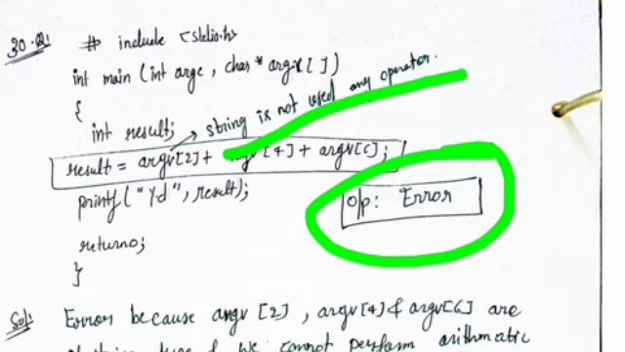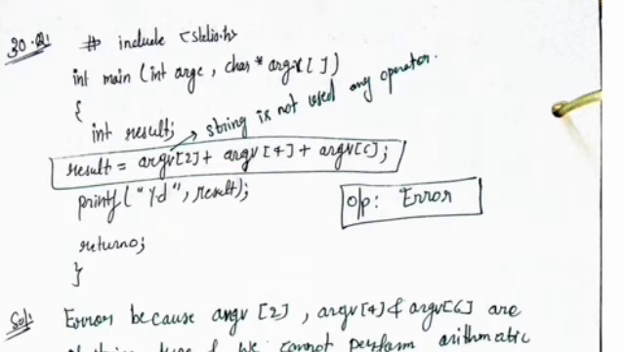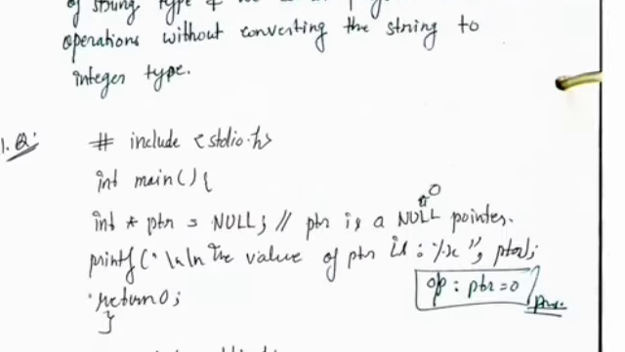In these short notes and important points, we declare that string is not used as a pointer, and the error occurs because here argv[2] and argv[4] are string type. We can't perform arithmetic operations without converting the string into the integer type, because here it is declared as a character. Now come to the next question.